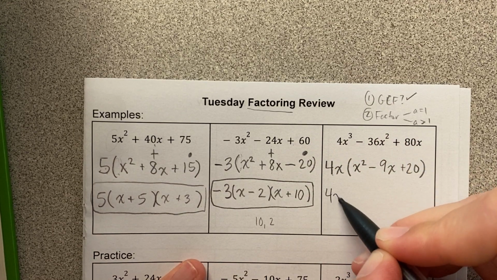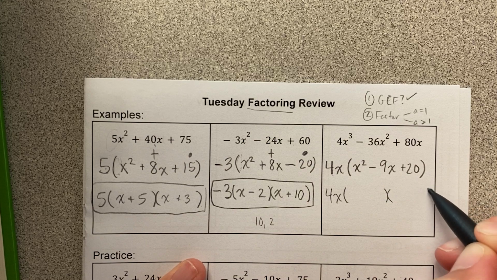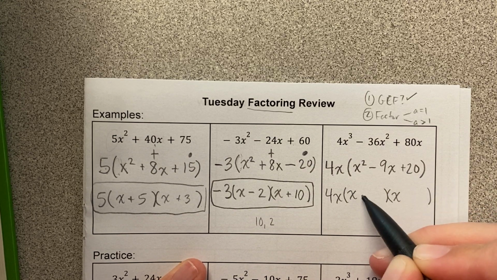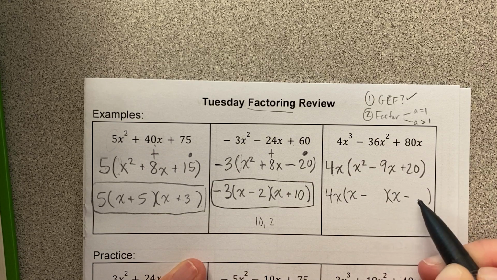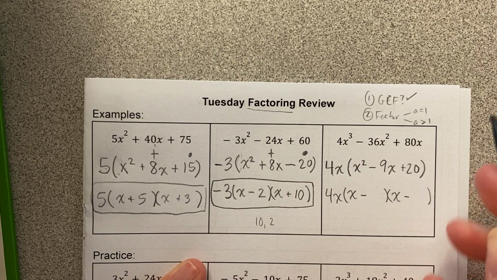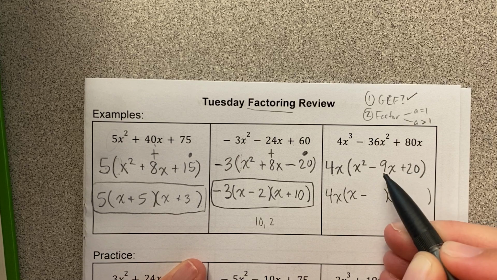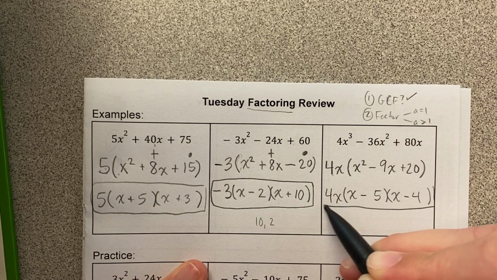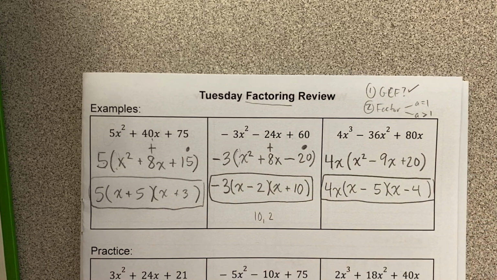All right, so now I can go ahead and bring this down. Now I have two numbers that multiply to a positive and add to a negative. I know that can only be negative, negative. Negative times negative is positive. Negative plus negative is negative. And what are two numbers that multiply to 20 and add to 9? That would be 5 and 4. Okay, go ahead and try the rest of the practice problems.